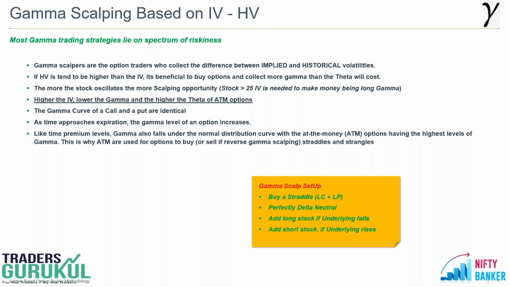The gamma curve of call and put are identical. This I'm again sure all of you know. So basically what we're looking at right now is how exactly we will be setting up a gamma scalp. What we can do is buy a straddle, long call and long put. Obviously, it becomes delta neutral. You add stock if the underlying falls, and you short the stock if the underlying rises. So basically, you will keep adjusting the delta. Gamma scalping cannot be operated without adjusting the delta. That is the basic nature of it.